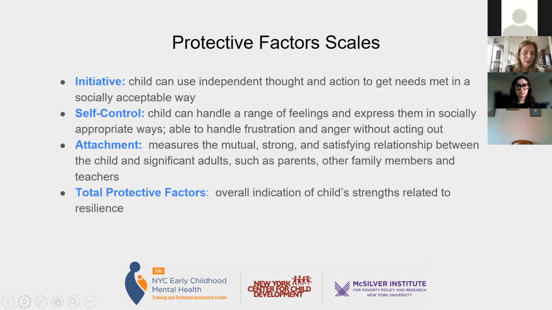Self-control is pretty self-explanatory. These are children who can handle a range of feelings and express them in a socially appropriate way. They're able to handle frustration and anger without acting out. These children tend to be cooperative, respectful of others, usually share well, often able to self-soothe. Attachment speaks to the nature and quality of children's relationships with other children and with other adults. And children with high scores in attachment usually seek out adults and other children, are usually effective in gaining positive attention from others. So we get individual scores on each of these and then a protective factor score.